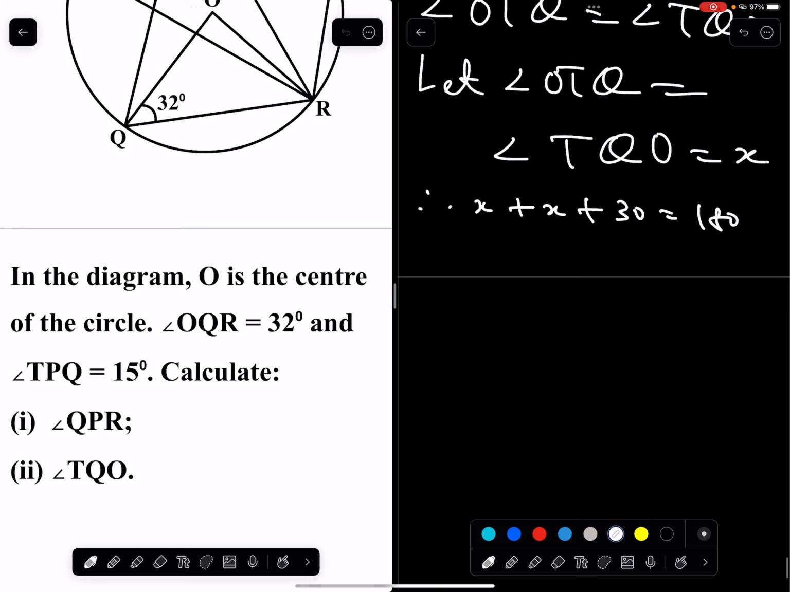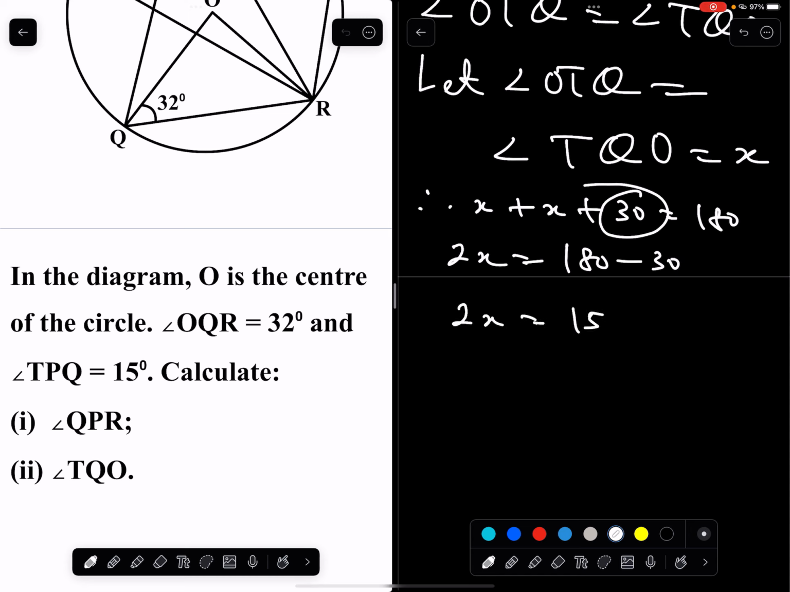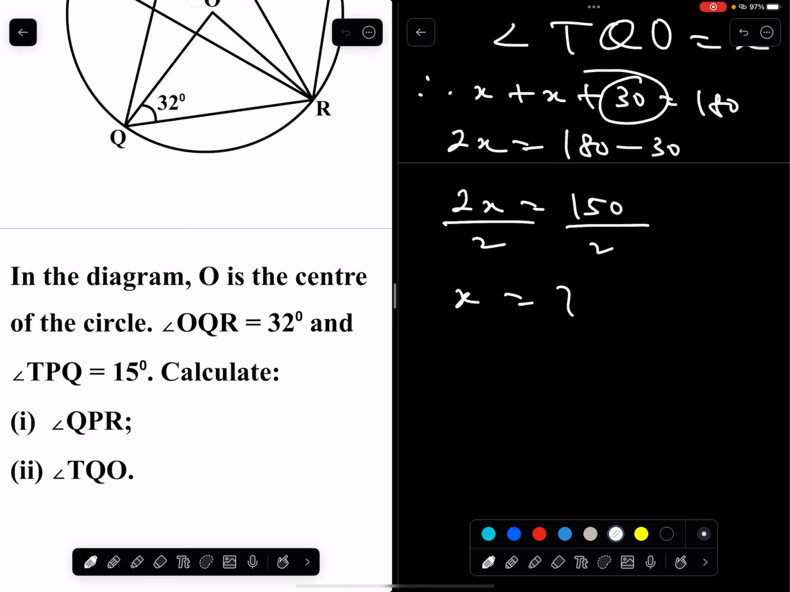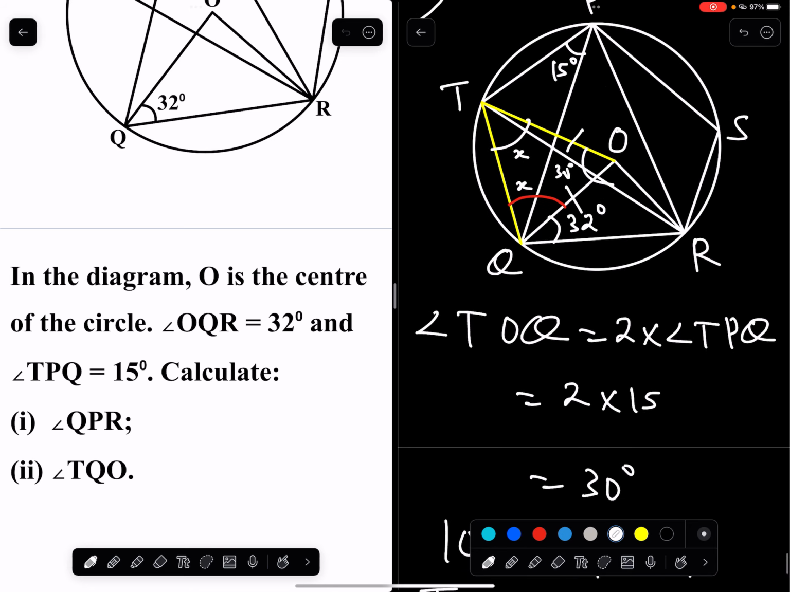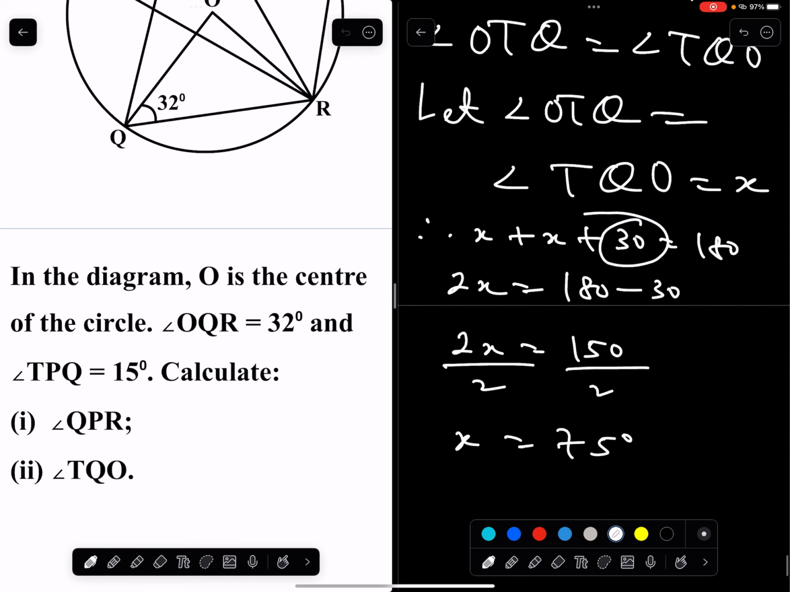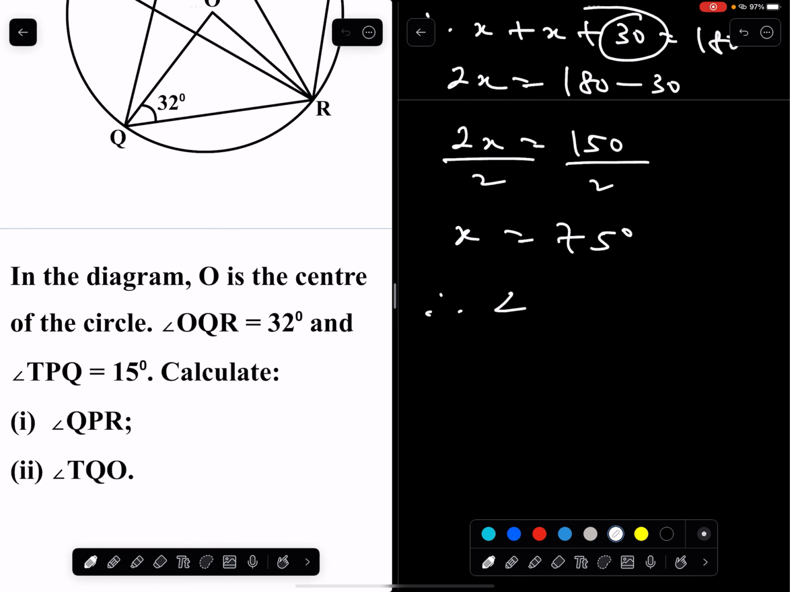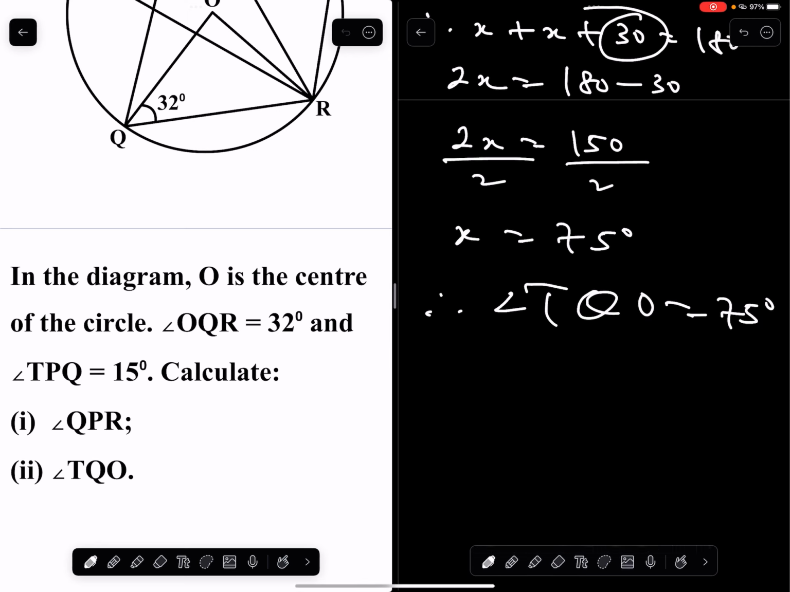Sum of angles in a triangle, and that simply means 2x, since x plus x is 2x. When you move 30 to the right hand side, it becomes minus 30. So 2x equals 180 minus 30, and that simply means 2x equals 150. If you divide both sides by 2, you get x equals 75 degrees. And therefore, angle TQO equals 75 degrees. And that's it, very, very simply.